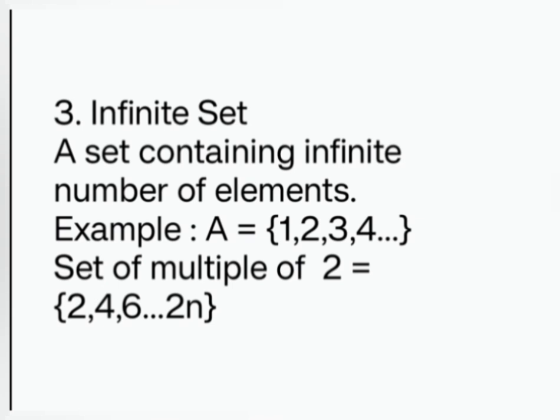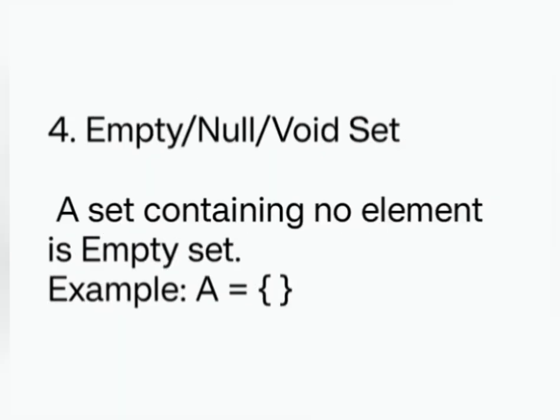The third is infinite set. A set containing infinite number of elements. Infinite set examples are set A equals {1, 2, 3, 4, ...}. Another example is a set of multiples of 2 equals {2, 4, 6, ...}, 2n.